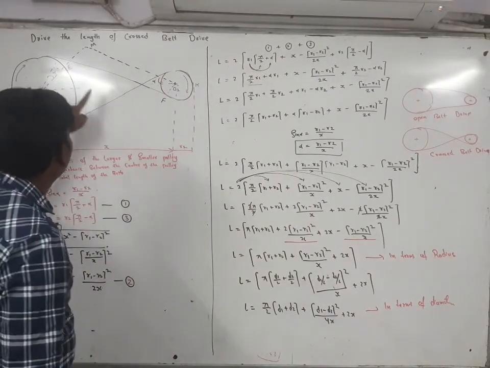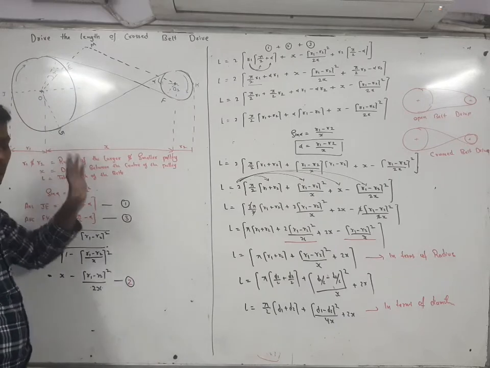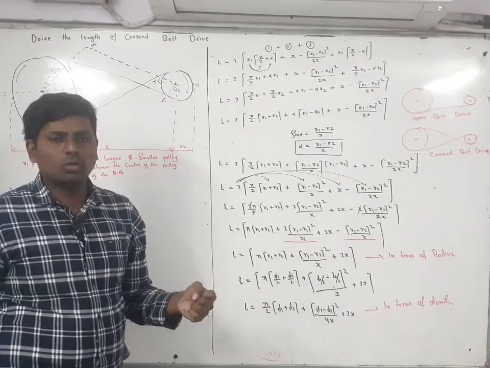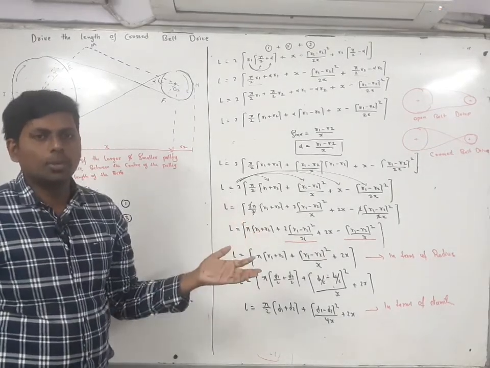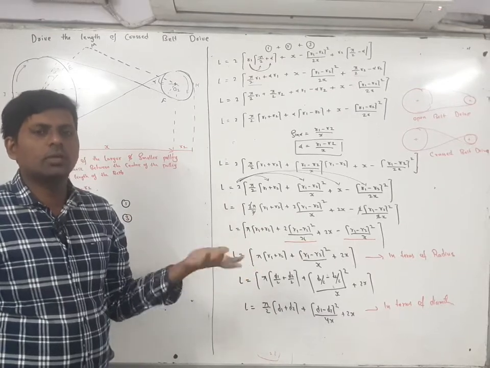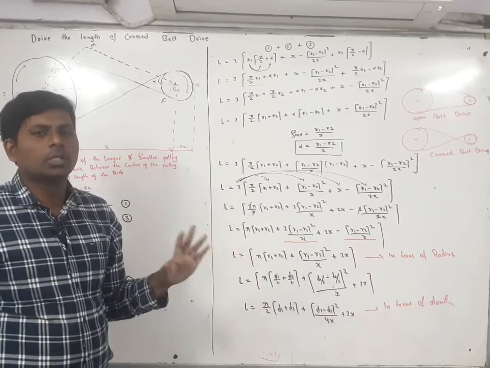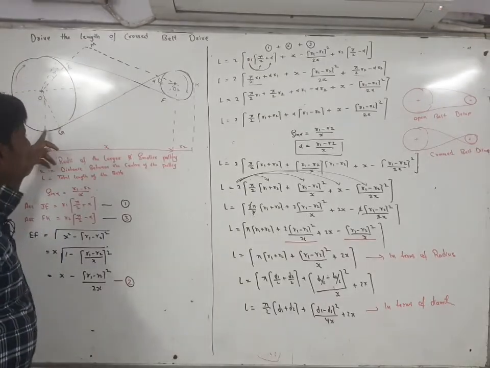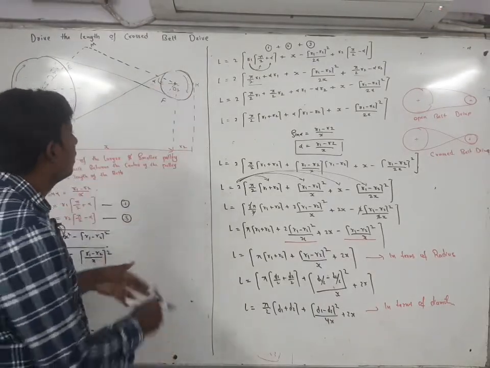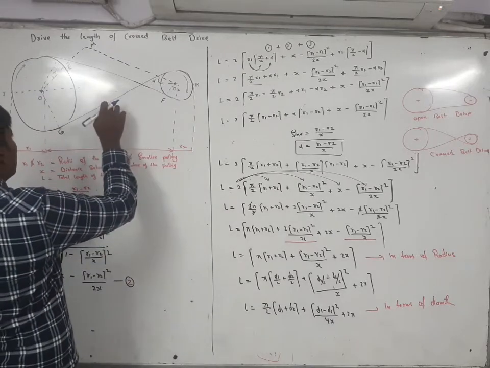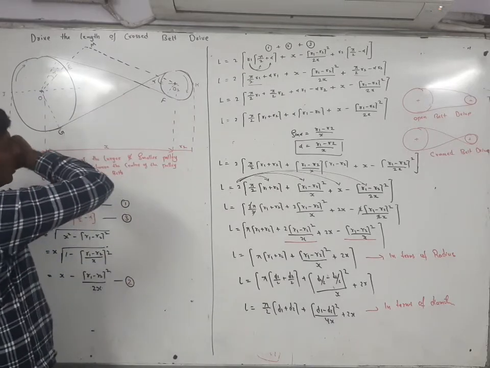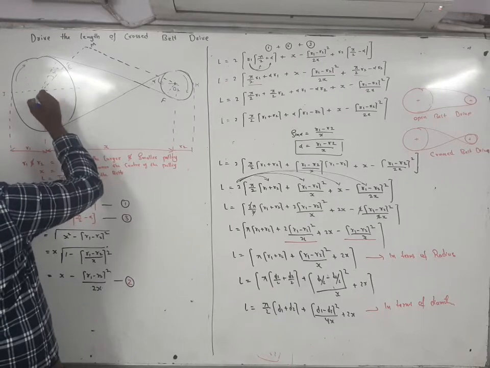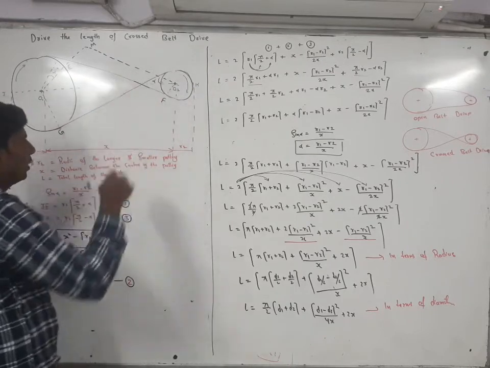First you have to write the theory. The same theory you can write as in the open belt drive, only the difference is in the diagram. What is the difference in the diagram? This one is known as the driver and this one is known as the driven, this one is the tight side and this one is the slack side, and this one is O1 and this one is O2.